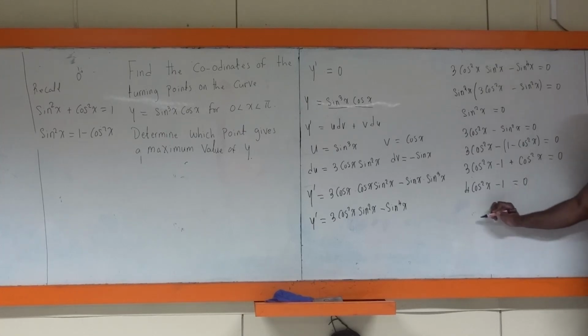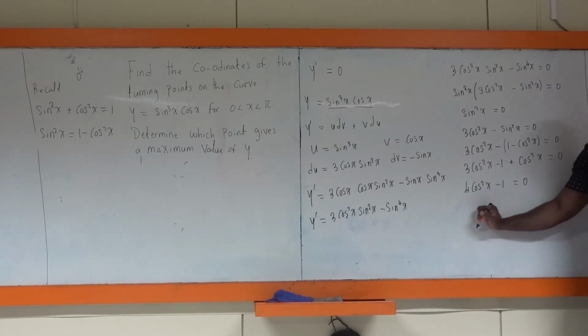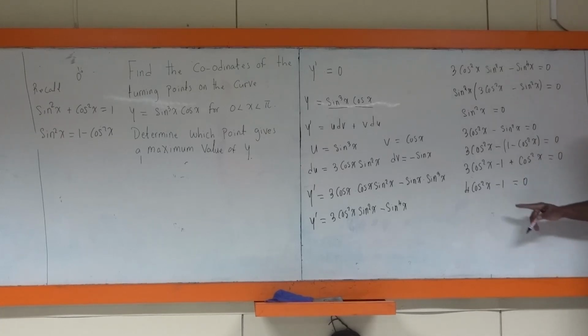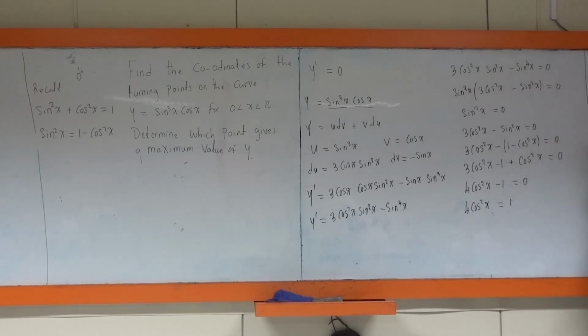All of this should be 0. Now my equation looks much easier. Since this is in terms of the cos ratio only, I can solve this without any problem. So from this level, we have to solve. Start by adding 1 to both sides of the equation. So this is going to be 4 cos squared of x is equal to positive 1.